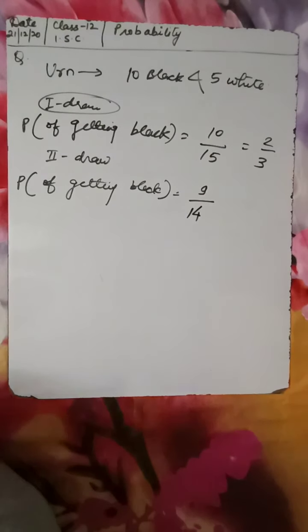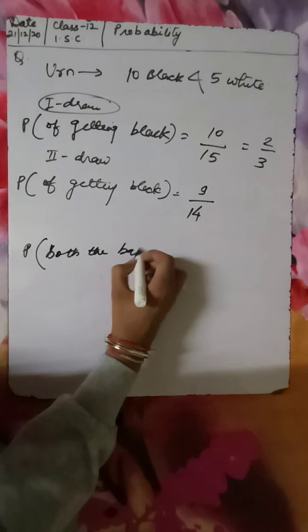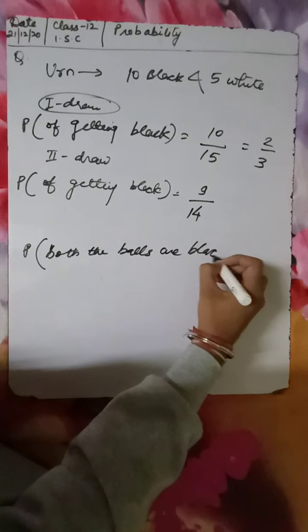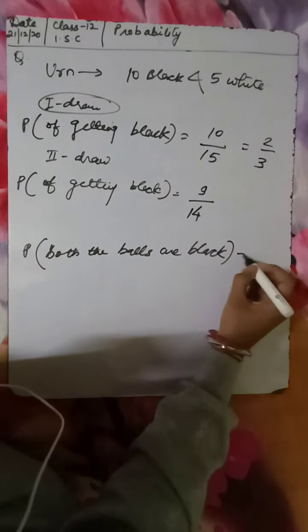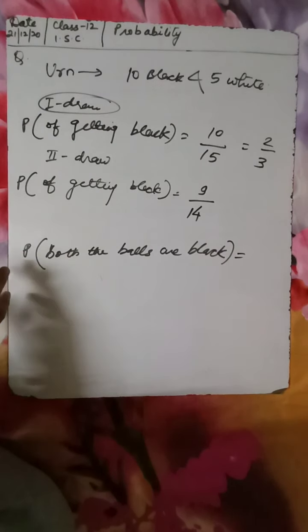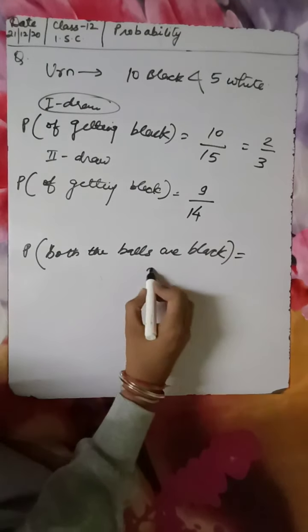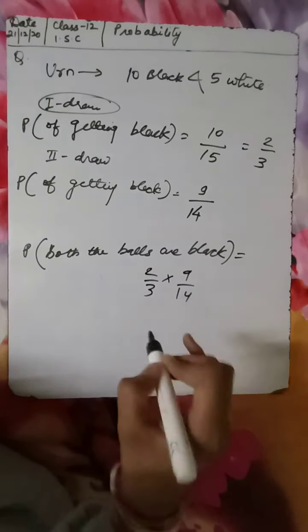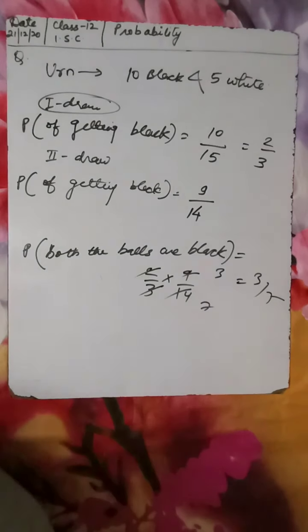Now what will be the required probability that both balls are black? They are independent events, because this one is not affecting the other one. So we need to multiply both their probabilities, that is 2 by 3 into 9 by 14. So what are we left with? 3 by 7. So 3 by 7 will be the probability that both balls are black balls.